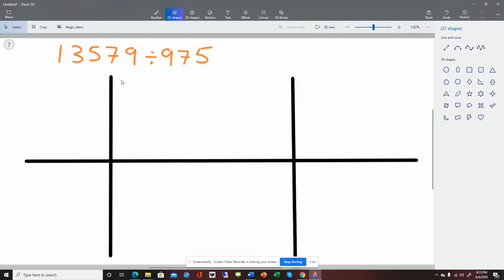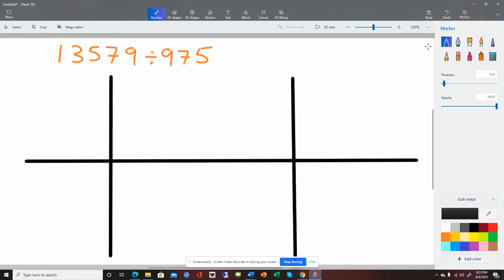Hello everybody, today we're going to take 13,579 divided by 975 using the flagged adjunct division method. Now, one thing we're going to do is change the divisor to make it easier to work with. We're going to change the divisor 975. Well, first of all, let me say this.